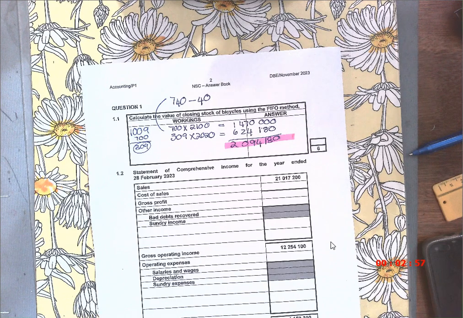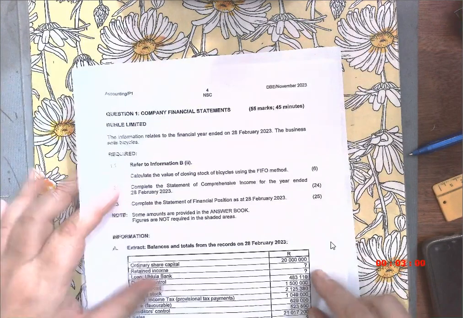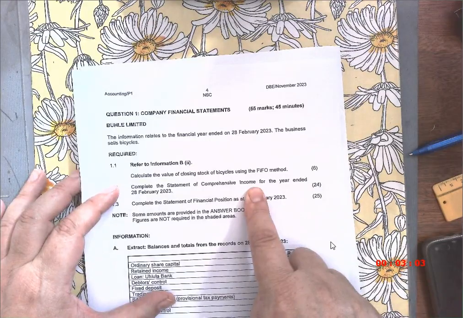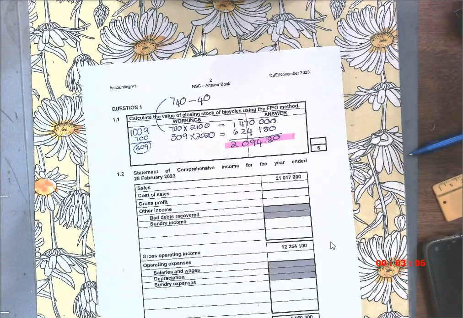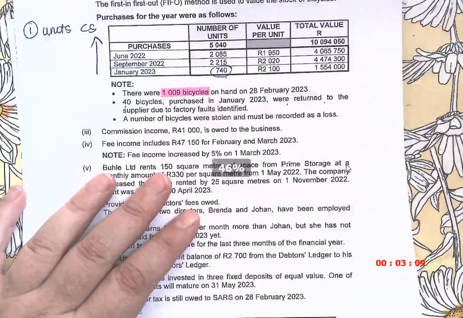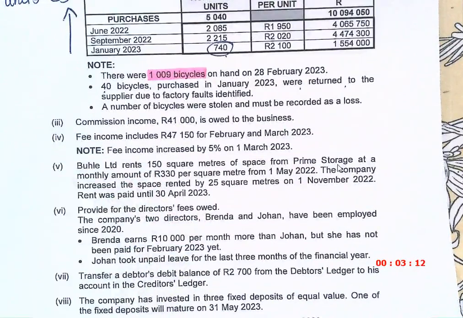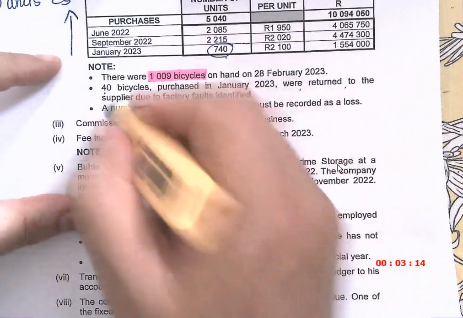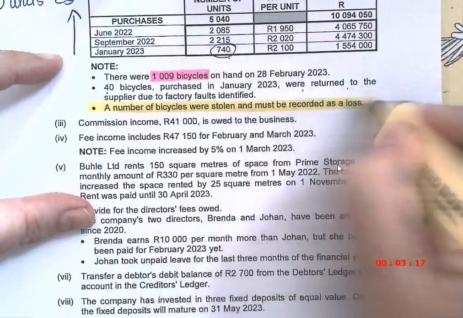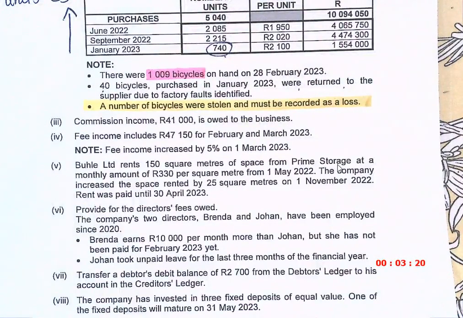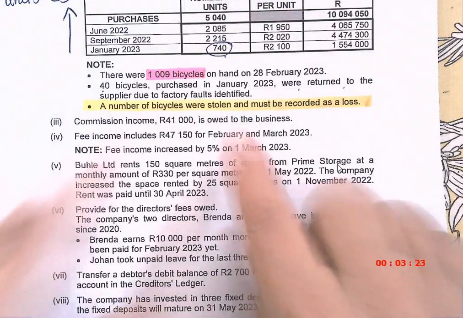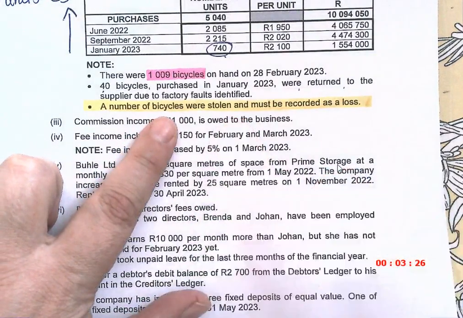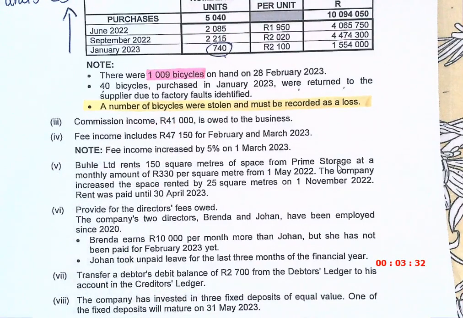Then, next thing they ask, complete the statement of comprehensive income. I know that's the income statement. But I saw something here that's going to influence my income statement. Can you see here, they say a number of bicycles were stolen. So that is a loss. Because can you see, they don't tell me anything about the insurance who's going to pay me out. They are literally just telling me it's stolen. So it's a loss. Okay. So now I need to know how many bicycles were stolen. Okay, so let's go look.